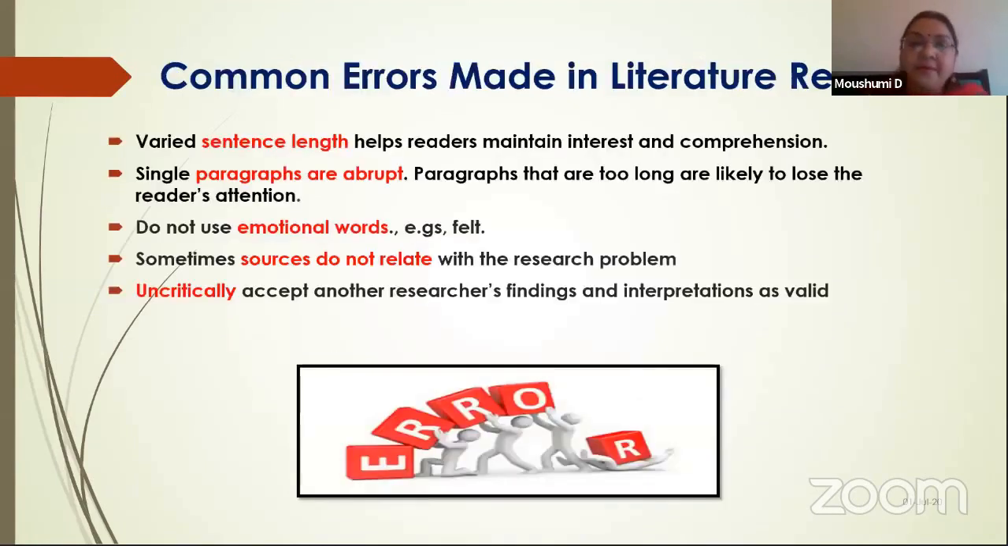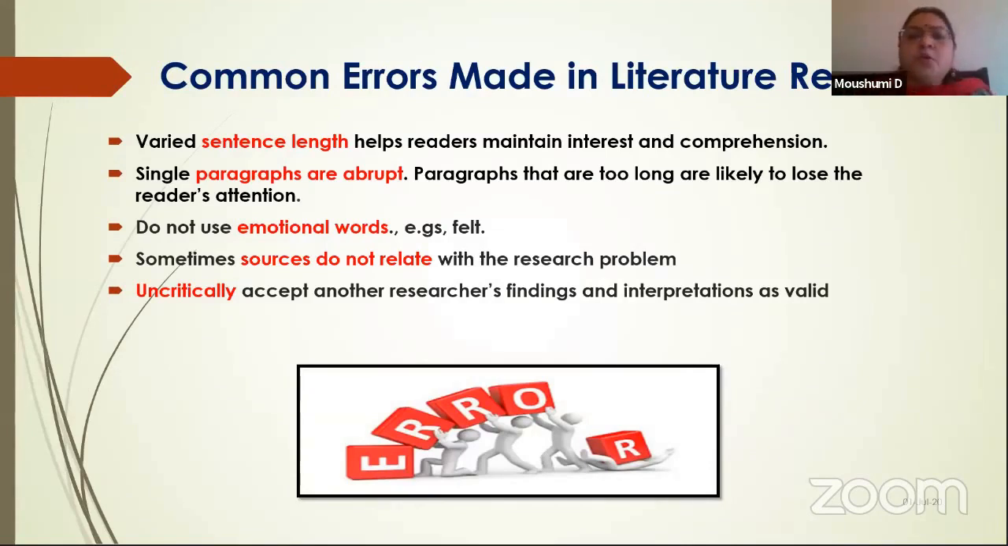That also cannot happen. Among the common errors we make in a literature review, sometimes we use very long sentences. Don't do that. Keep sentences of varied length, some small, some longer ones. You have to remember that readers' interest and comprehension is very important here. A single paragraph, as I said, is very abstract. Introduction, body, conclusion. Maybe remove the subheadings, but it should always be divided into paragraphs. This will help you to hold the reader's attention.